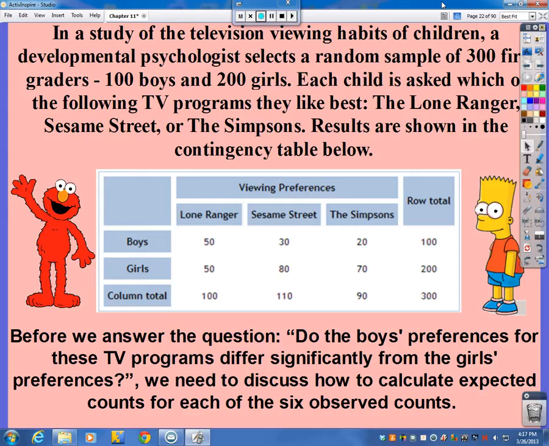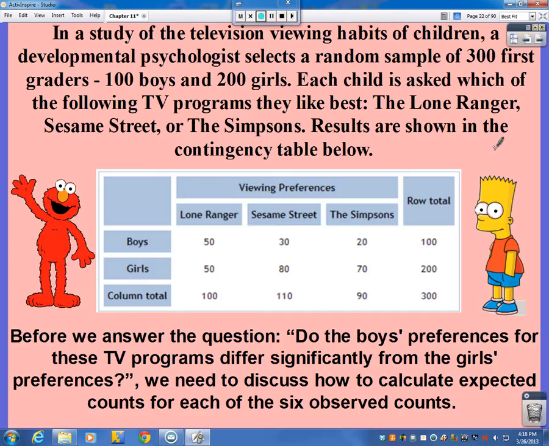types of chi-square tests. In a study of the television viewing habits of children, a developmental psychologist selects a random sample of 300 first graders, 100 boys and 200 girls. Each child is asked which of the following TV programs they like best: The Lone Ranger, Sesame Street, or The Simpsons. Results are shown in the contingency table below.